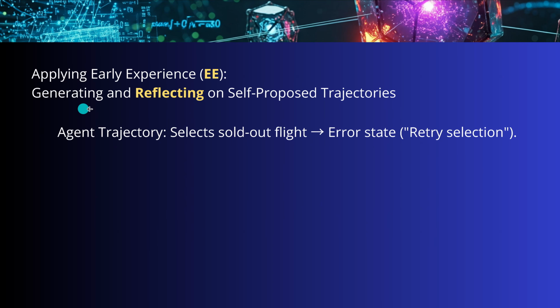And after we have generated all of this, we can reflect on it. Let's say we have an agent trajectory where we selected some sold-out flight. Guess what? We will get an error state, no? And we say, hey, retry the selection. And the page will come up and say, hey, please start all over again.